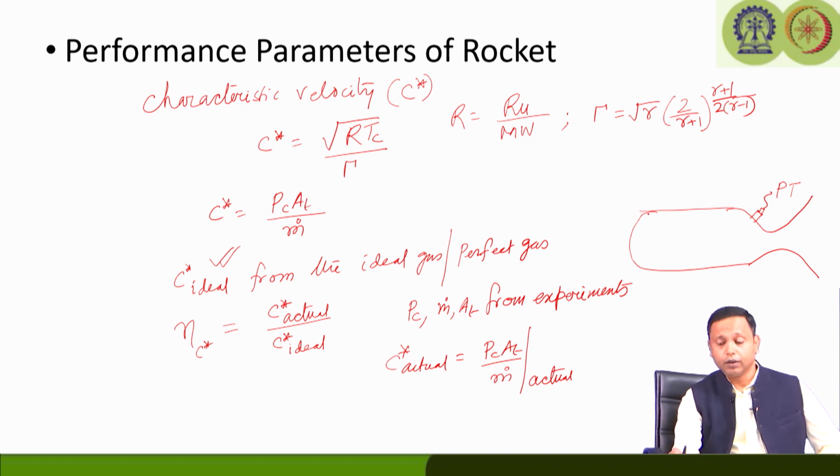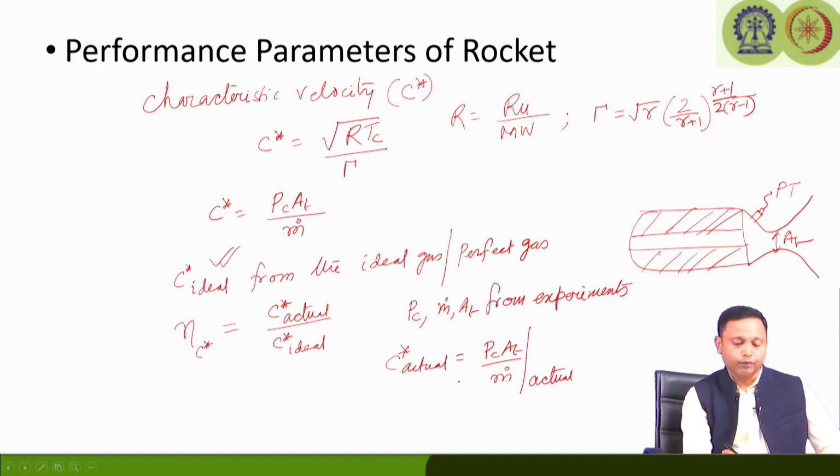M dot can also be calculated from various measuring techniques, like if we know the regression rate of the solid propellant, from there we can estimate the m dot value, and A T we know, which is the throat area. So, for actual cases, if we know the values of P C, A T and m dot, we can find the value of C star actual. And from the ideal gas assumptions or perfect gas law, we can find the C star ideal by considering the ideal values of P C, m dot and A T. Of course, our objective is to make this C star actual as close to C star ideal.